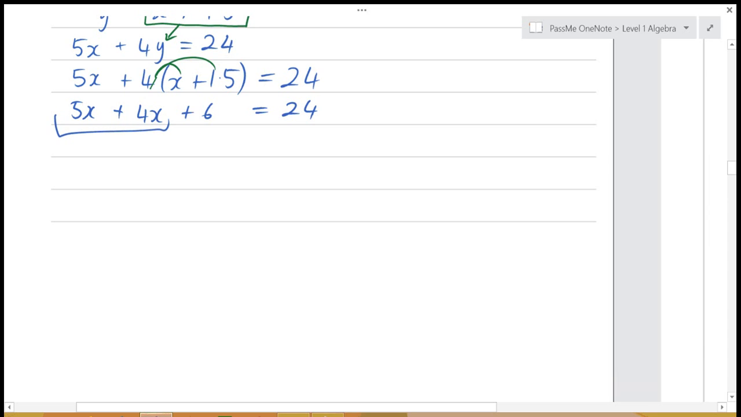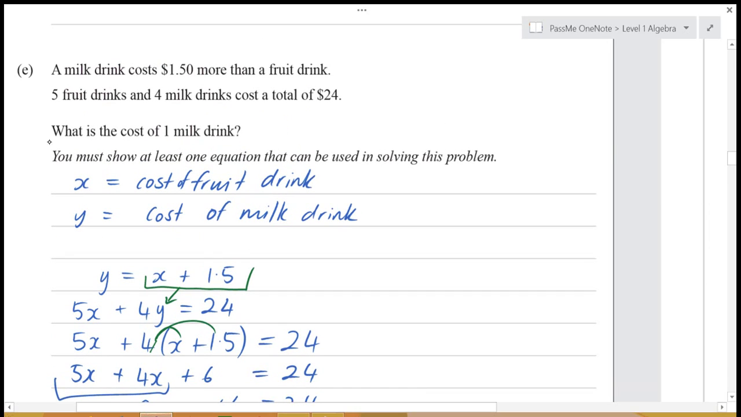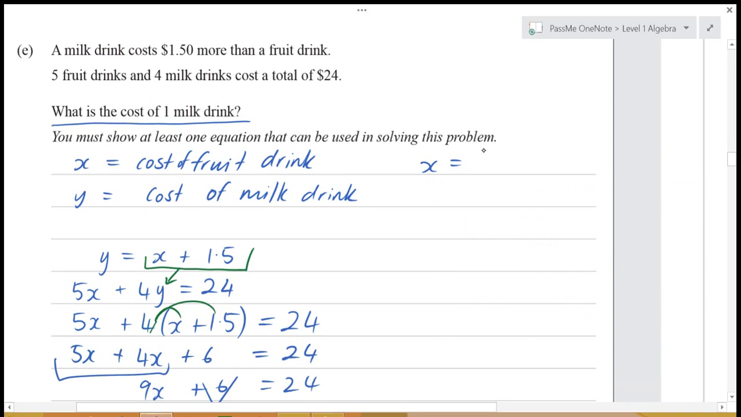Collecting our like terms here, we've got 9x plus 6 equals 24. Subtracting 6 from both sides, we've got 9x equals 18. Dividing both sides by 9, the 9s cancel out, so x equals 2. Just remembering that x is the cost of a fruit drink, let's check what the question was actually asking. It's asking what is the cost of a milk drink. So we've said that x equals $2, and that's fruit. And so y is going to equal 2 plus 1.5, so y equals $3.50.